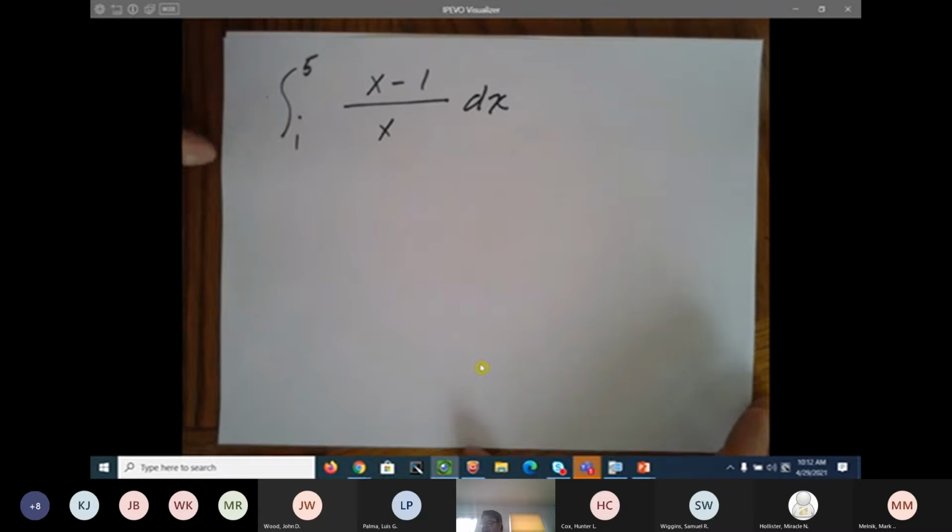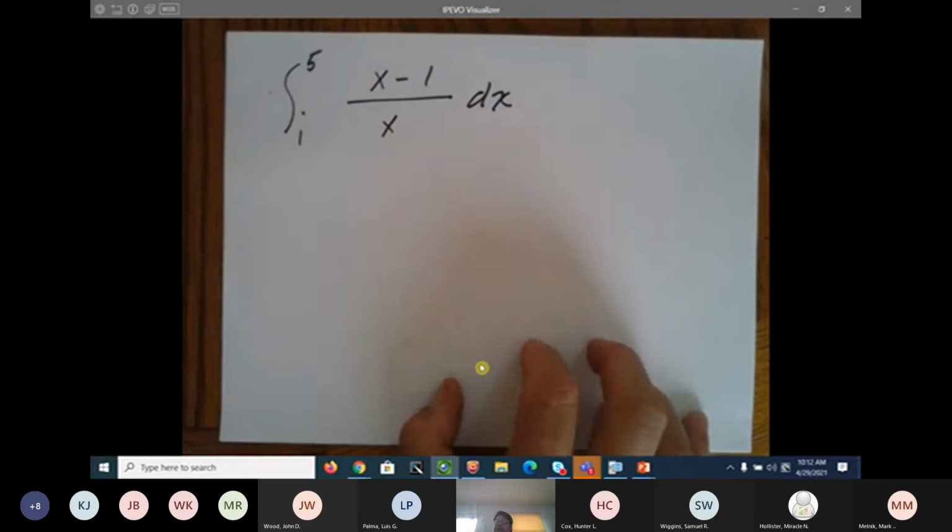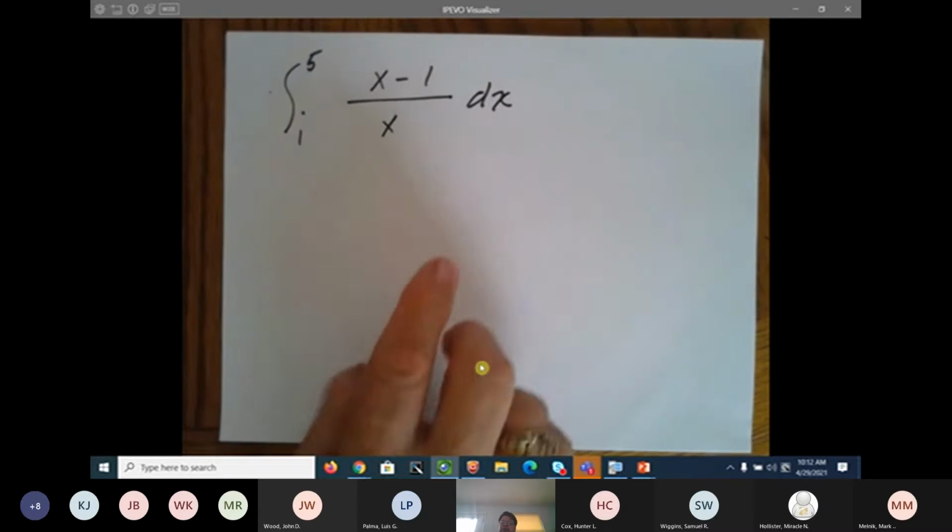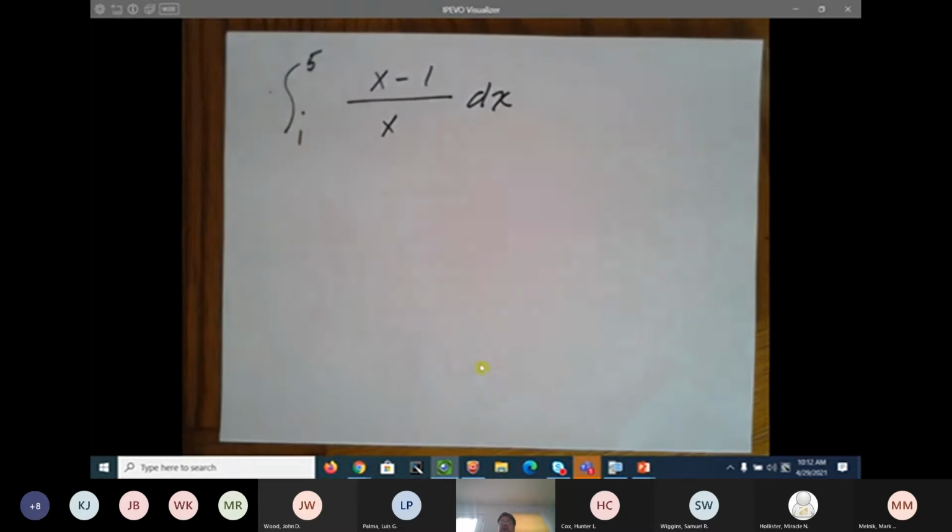Now this one, be careful because you're not going to do what you think you're going to do here. Let me tell you this. The natural log of x is involved with this one. I would suggest that you break it up into 2. You might want to break it up into 2.